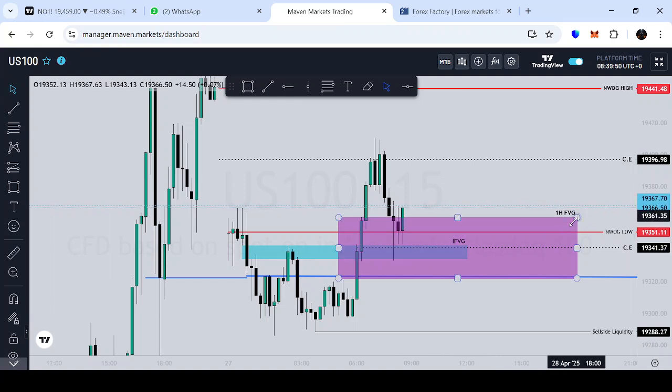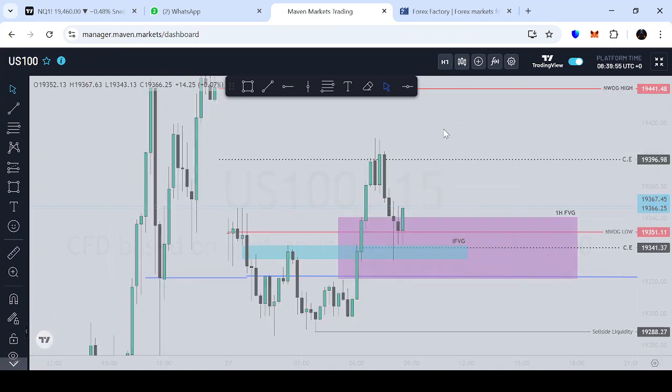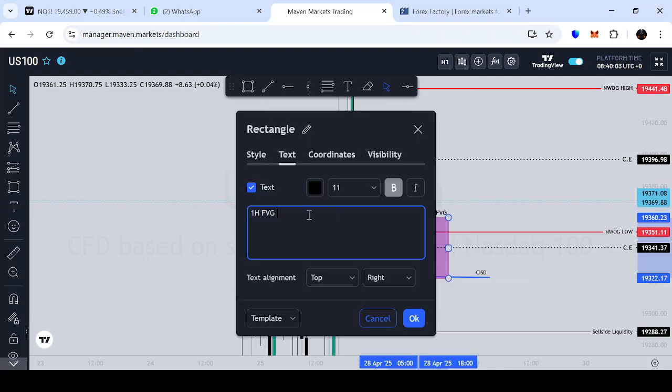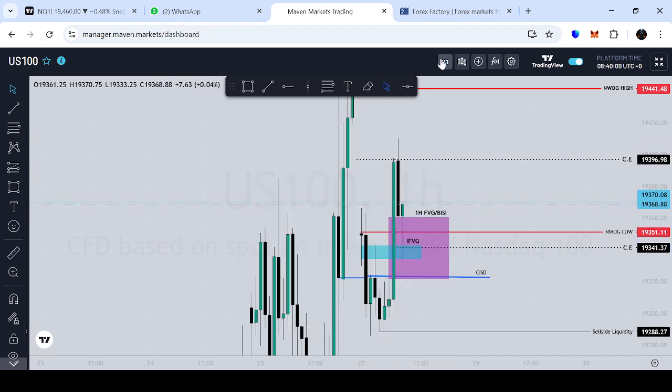Note that this 1 hour fair value gap, that is this fair value gap. BC, buy side inefficiency, sell side imbalance. Sell side imbalance. You note all these levels.